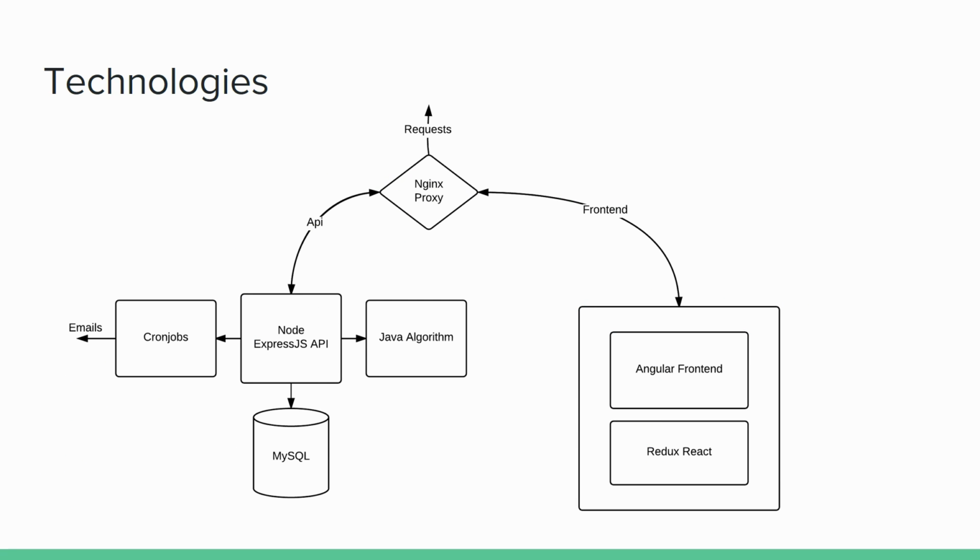Here is an overall picture showing you how our application works. We have an Nginx proxy accepting requests from the user and redirecting those requests to either the API or the front end. We see our API is written in Express.js, which is a Node framework. This Express.js either invokes our Java algorithm or calls our MySQL database or calls services online using cron jobs. The service that we use online is Postmail. It's used for sending emails to our users.